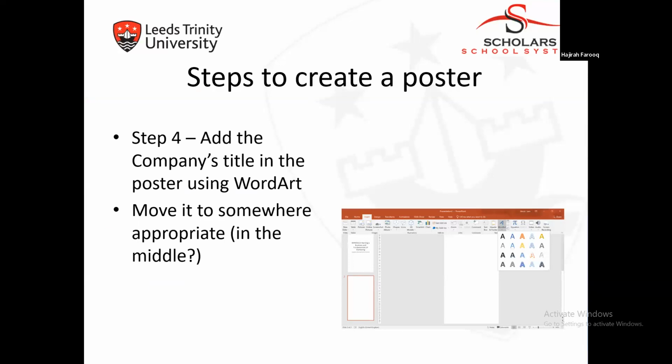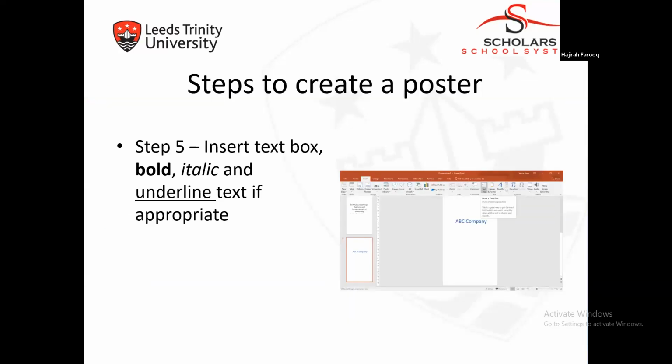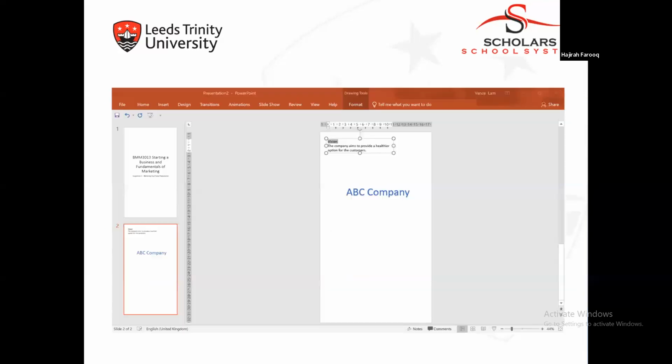Step four is to add the company's title in the poster using word art, or you can use any app like Canva to design a logo, and then you can move it to somewhere appropriate, for example, at the top or at the middle. And then step five is to insert the text box, and then start writing your details into different text boxes as shown in this figure.